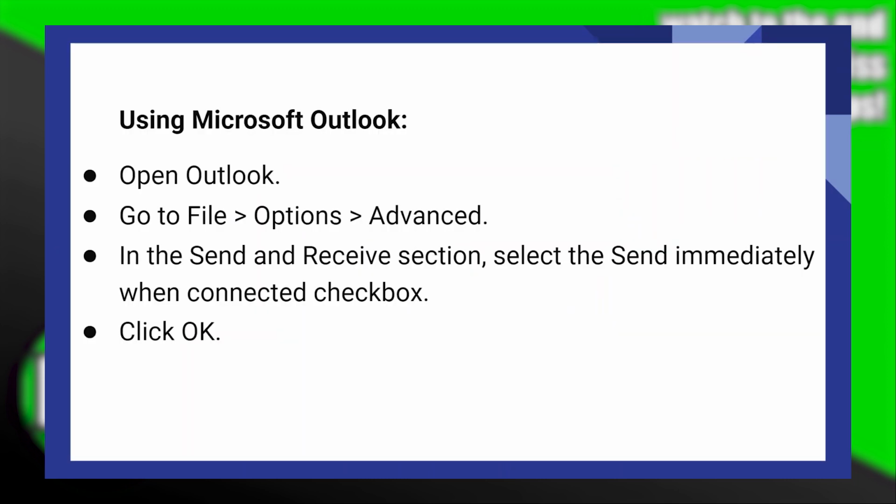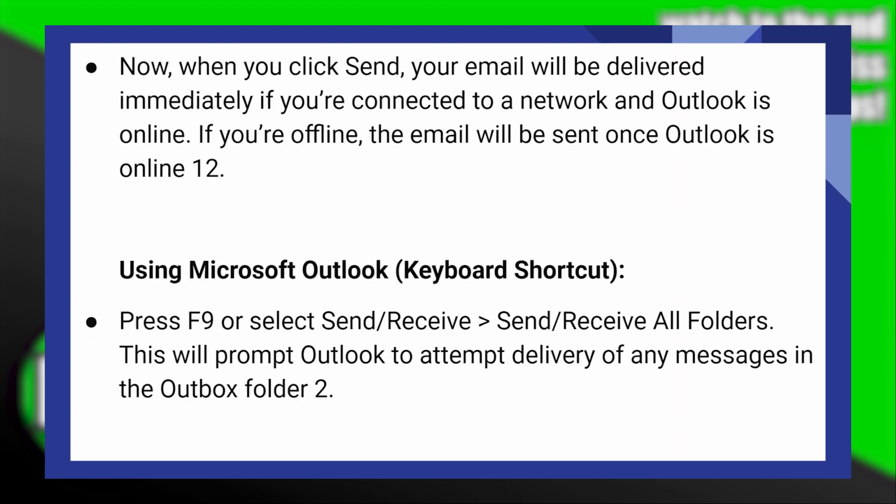First, open Microsoft Outlook. Next, navigate to the Files menu, followed by selecting Options, and then proceed to click on Advanced. In the Send and Receive section, select the Send Immediately when Connected checkbox. Then click on OK. Now, when you click Send, your email will be delivered immediately if you're connected to a network and Outlook is online. If you're offline, the email will be sent once Outlook is online.